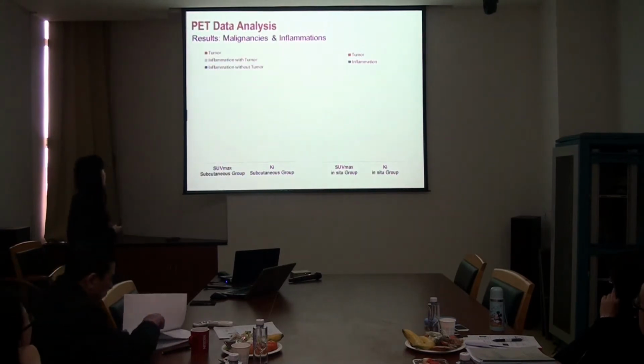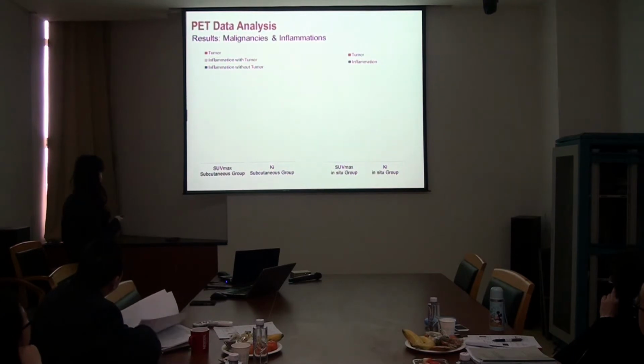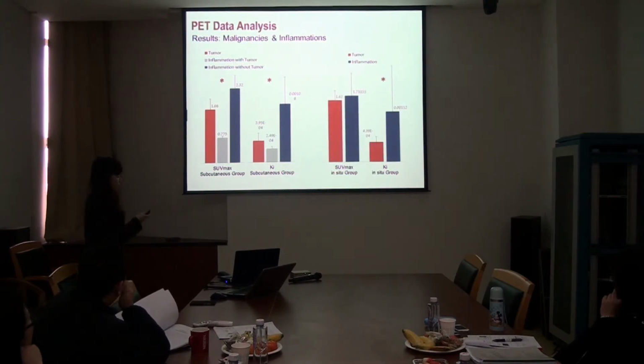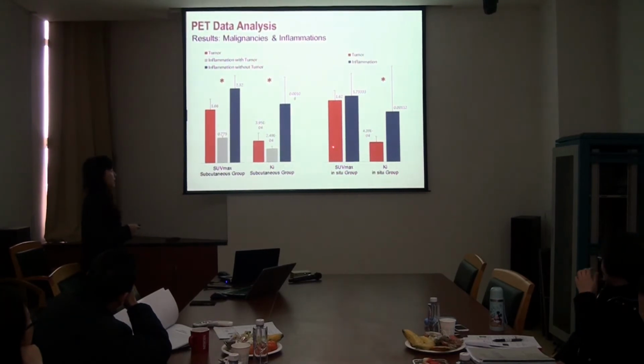So here are our results. For the subcutaneous group, we found that both static and kinetic results showed significant difference between tumor and inflammation. We found that the SUV of inflammation with tumor is lower than that of inflammation without tumor, and so were the kinetic parameters. For in situ groups, we found that the static parameters failed to differentiate tumor and inflammation, but kinetic parameters succeeded in doing that.